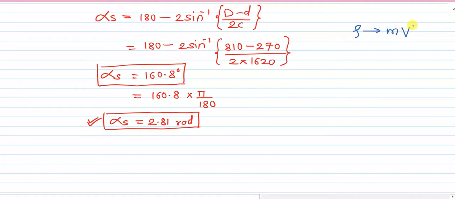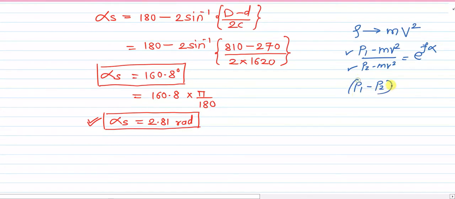On the basis of mass we can calculate the product mv square, and we have a relation: (P1 minus mv square) upon (P2 minus mv square) is equal to e raised to f alpha, because this is a simple plain belt, they have not specified that it is a V belt. Now we again do not know what P1 and P2 are. Then we know one more relationship about P1 and P2: if we calculate (P1 minus P2) into V, the velocity V, and divide it by 1000, we get the power transmission capacity of the belt.